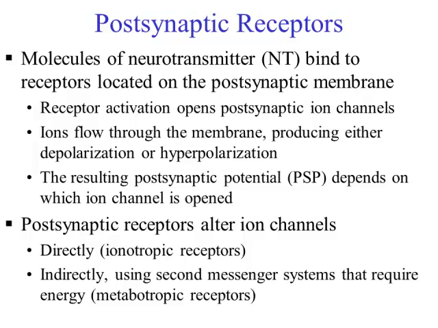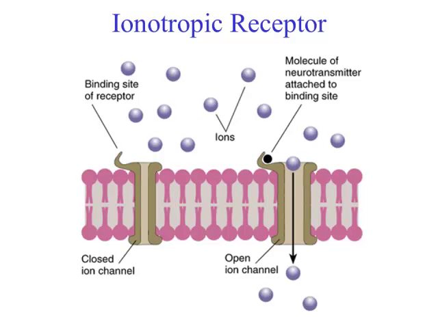Basically, in the direct method, the ionotropic, the neurochemical is the messenger. That's what's going to trigger the ion channel to open. But in the indirect fashion, the metabotropic fashion, the neurotransmitter is actually going to trigger the creation of a second messenger. And that second messenger is going to be the chemical that actually triggers the opening of the ion channel.